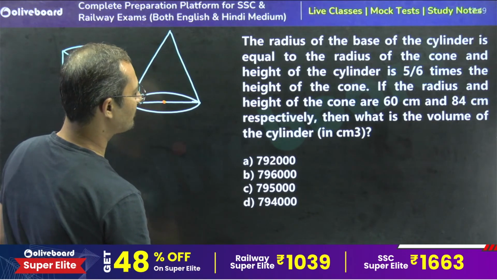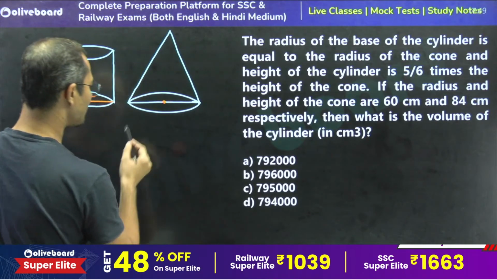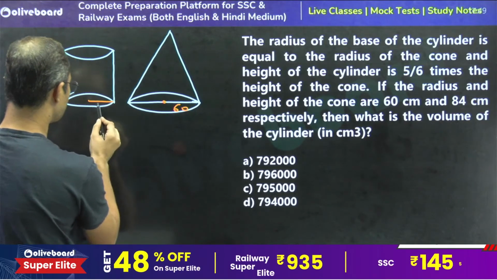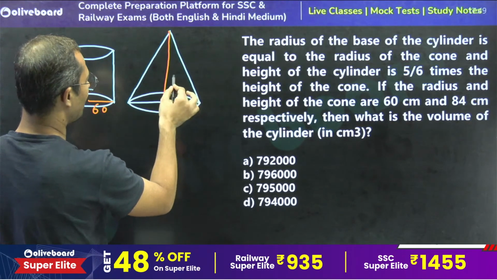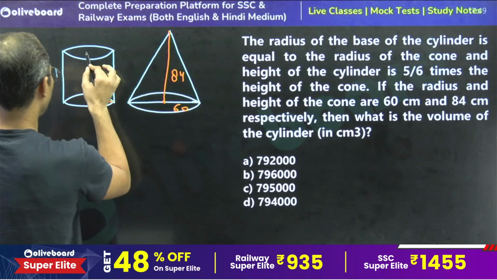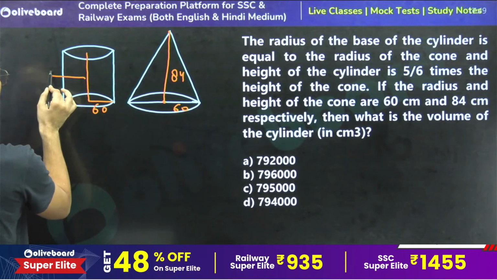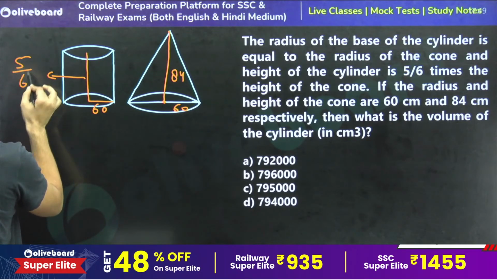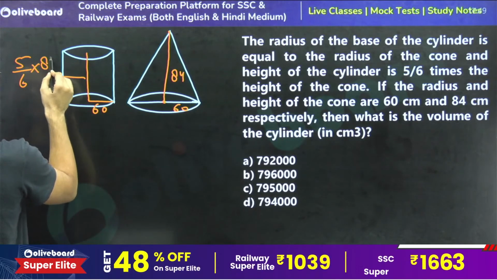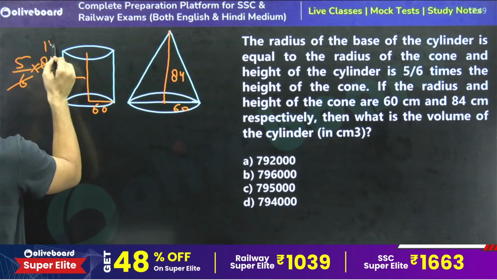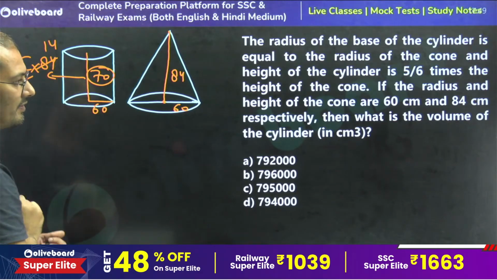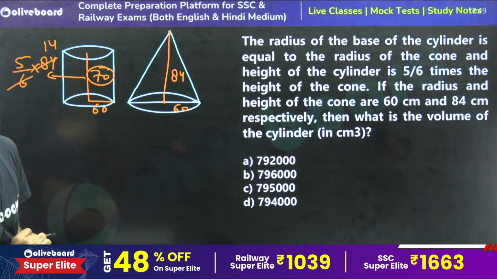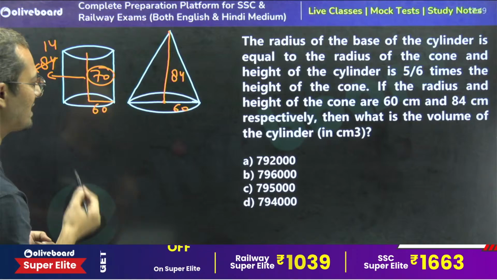If the radius and height of the cone, radius is 60, it means both radius is 60. And the height of the cone, what is the height of the cone? That is 84. So what is the height of the cylinder? That is 5/6 of the cone, that is 84. So by 6 that is 14, times 5 is 70. So we can say that the height of the cylinder is 70. So now the question is asking for the volume.